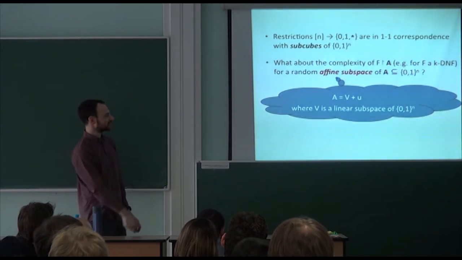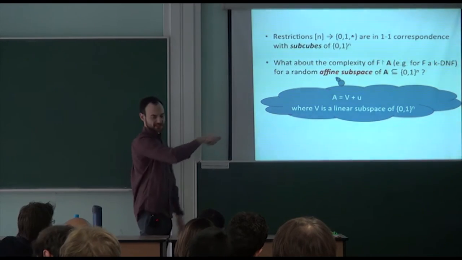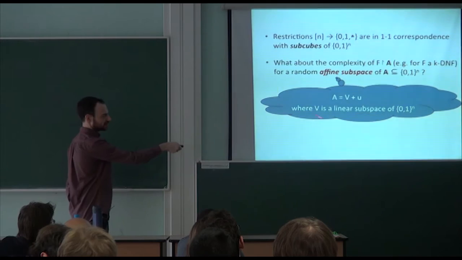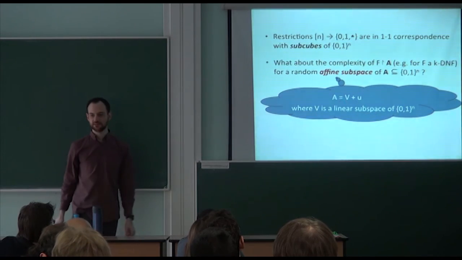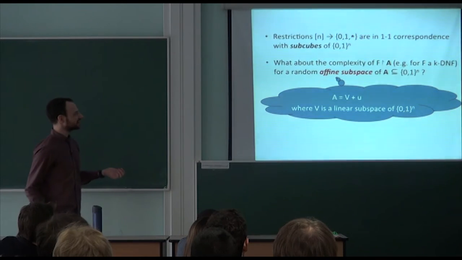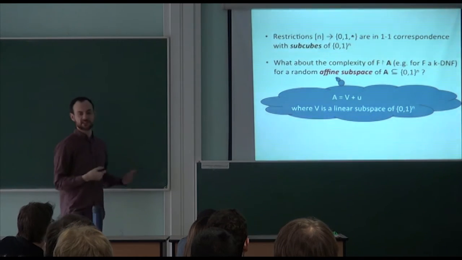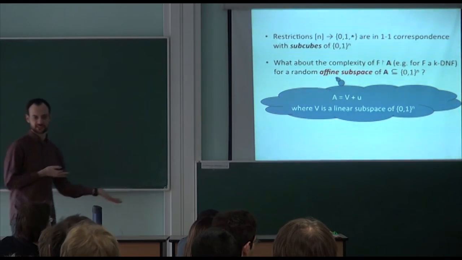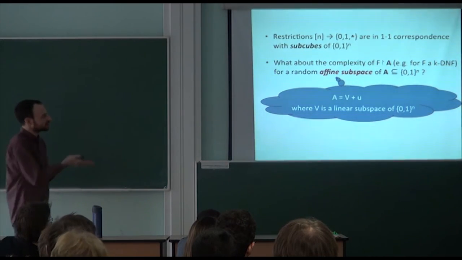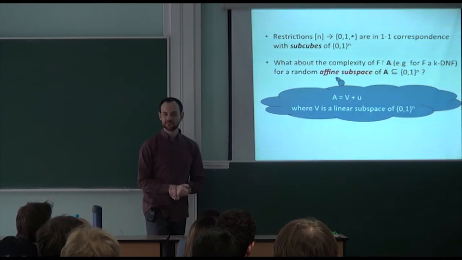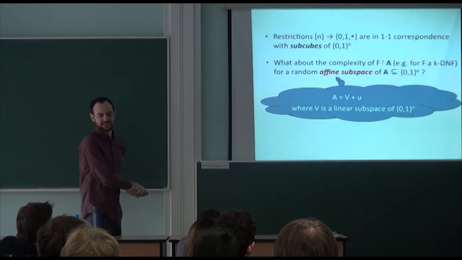Just to remind, what is an affine subset of the hypercube? Well, you have a linear subspace of the hypercube, and you have a translation of that. So that's what an affine subspace is. In particular, every subcube of the Hamming cube is an affine subspace, but not vice versa. So we're going to be looking at a more general notion of what a restriction is, and at the end I'll show why this is useful.